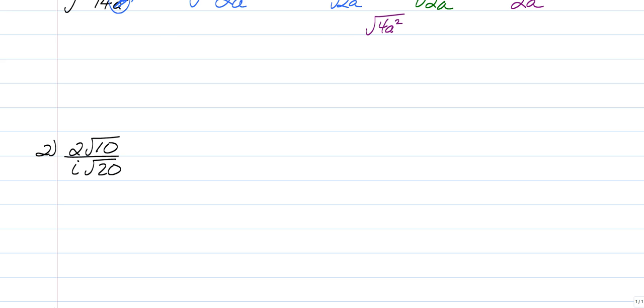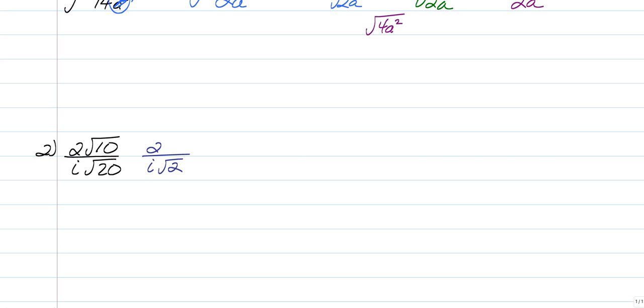But something that might be a little bit easier to do is reduce these, because remember, the square root of 10 over the square root of 20 is the same as the square root of 10 over 20, which is just the square root of 1/2 because they simplify or reduce. So we can change this to 2 times the square root of 1 over i square root of 2. But obviously we know the square root of 1 is 1, so we're done with that step. So we have 2 over i root 2.